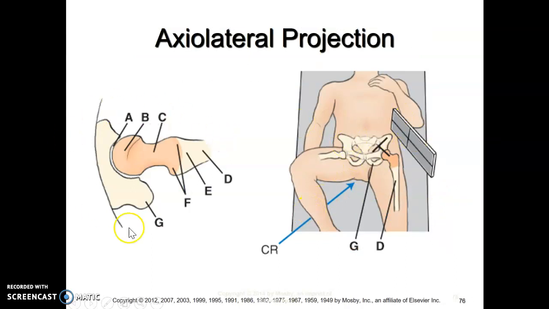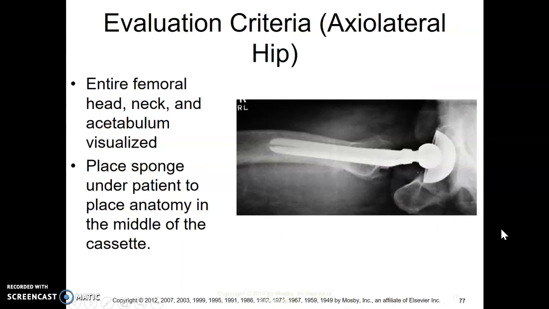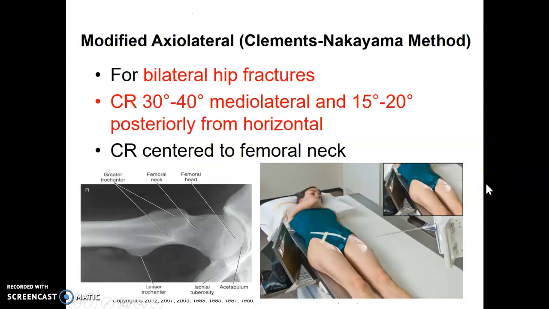Axiolateral projection, make sure you go back and review that pelvis anatomy. What it should look like in your ideal world and your perfect patient that's really little, right, would be beautiful like this. The modified axiolateral, also called the Clements-Nakayama method.